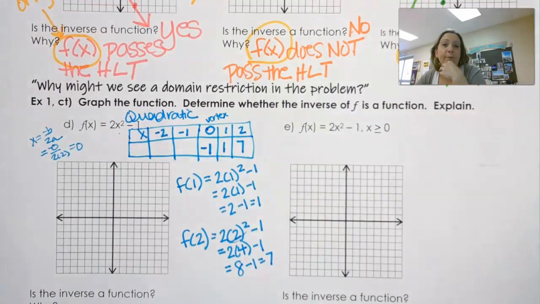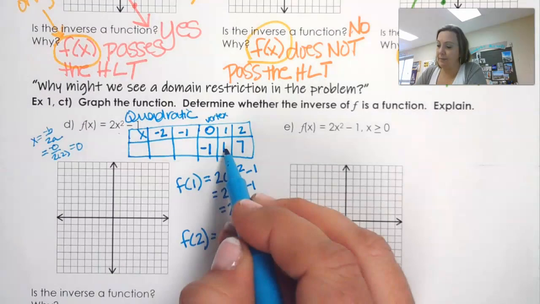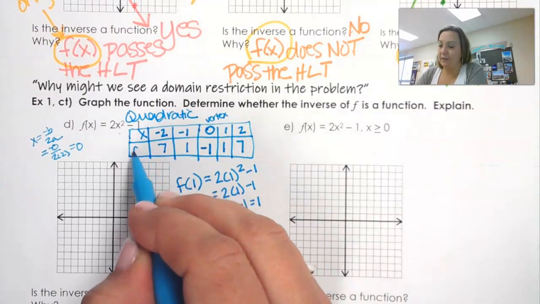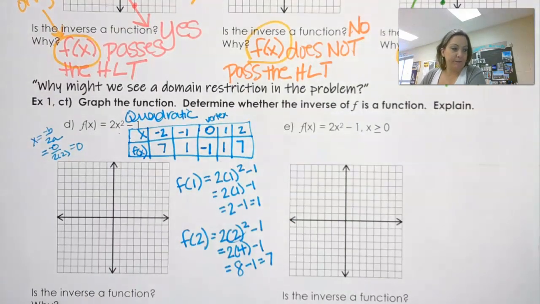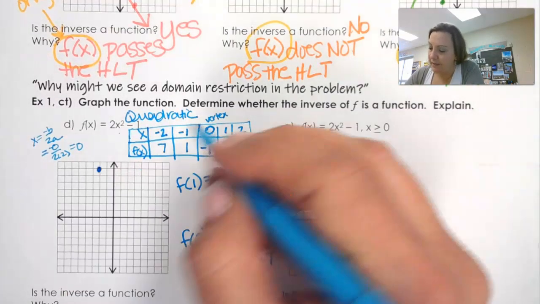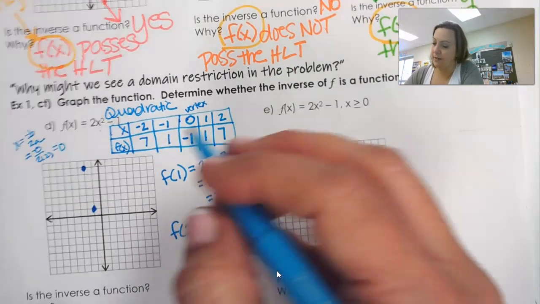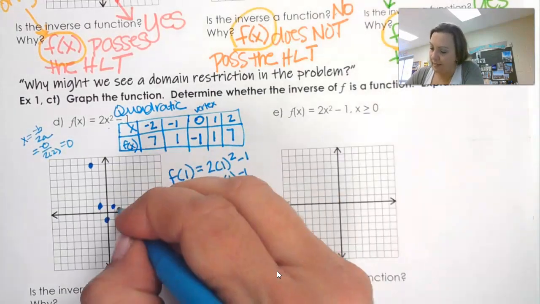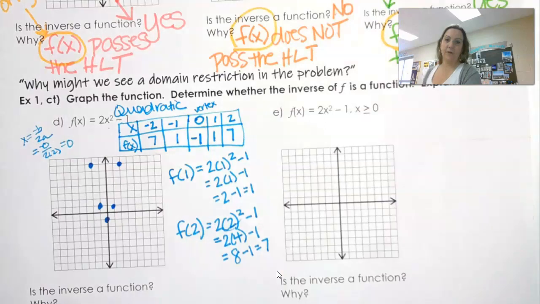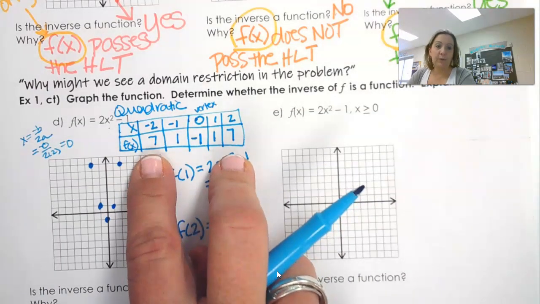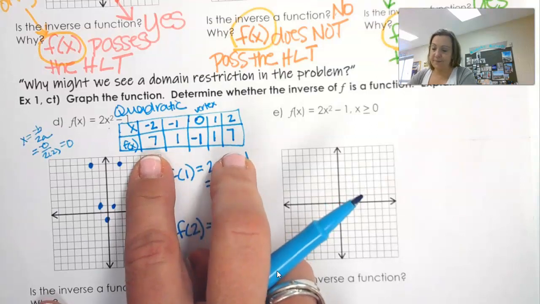And so then at this point, because our vertex is in the middle, we can use symmetry to find the other points in the table. So I have -2, 7, -1, 1, 0, -1, 1, 1, and 2, 7. And we might see a problem already. Do you notice that in our original table, we have y values that are repeated?